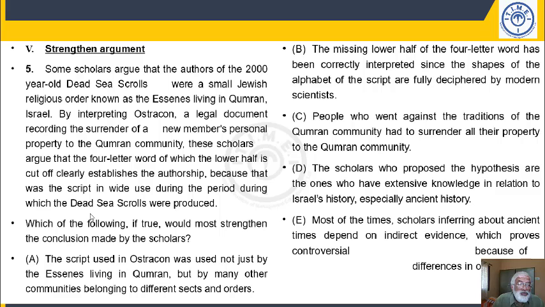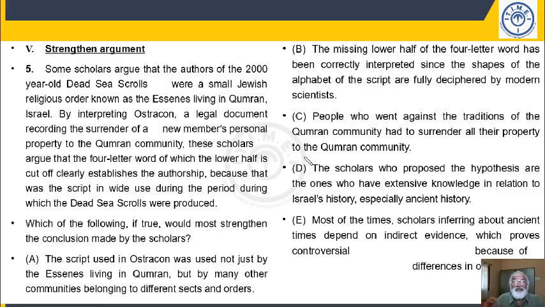That means I can give you parallels to show that the script is actually working, or I can give you evidence that people have actually worked on the script to establish the fact that this is the script of the time, and they've been able to associate it with these characteristics. In other words, I need evidence of the fact that this is to be taken to be the script of that time. Now, A says the script used in Ostracon was used not just by the Essenes living in Qumran, but by many other communities, in which case it would not strengthen the argument. It would say, oh, then it might not be from them, it could be from somebody else.